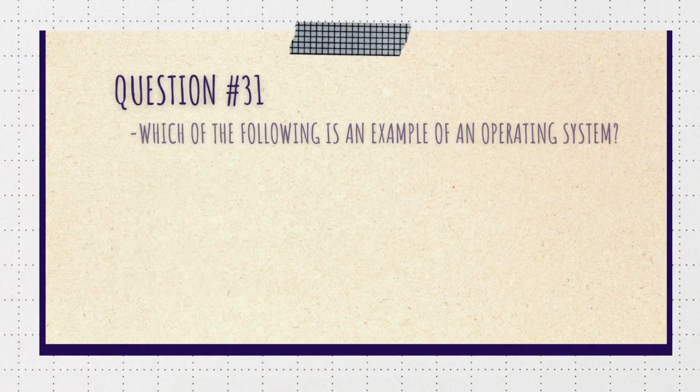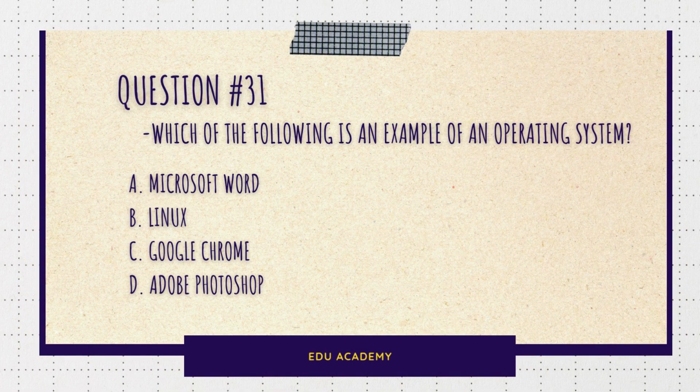Let's begin with question 31. Which of the following is an example of an operating system? A. Microsoft Word. B. Linux. C. Google Chrome. D. Adobe Photoshop. You have 10 seconds to answer.